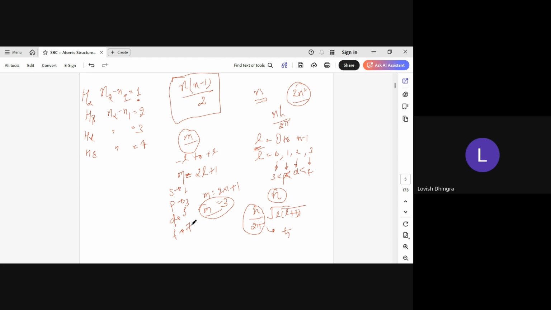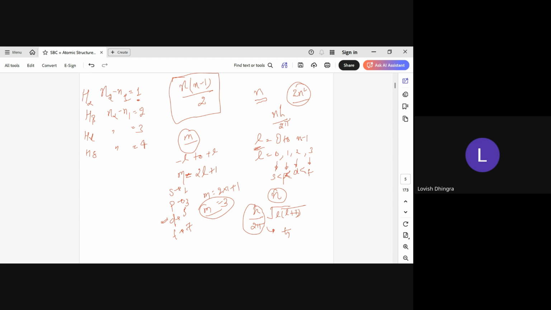So this magnetic quantum number indicates the orientation of orbitals. For example, d has 5 orbitals: dxy, dyz, dzx, dx square minus y square, and dz square. Each orbital is different. 3 of them have their lobes in between the axes, and 2 of them have their lobes on the axes. In this way, we can differentiate between the different orbitals.